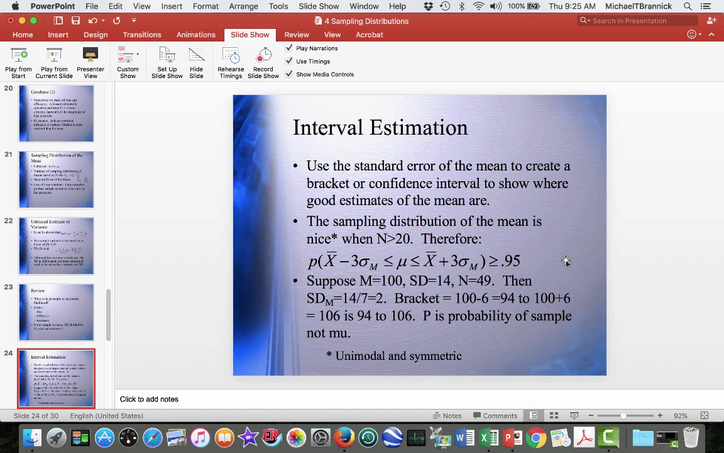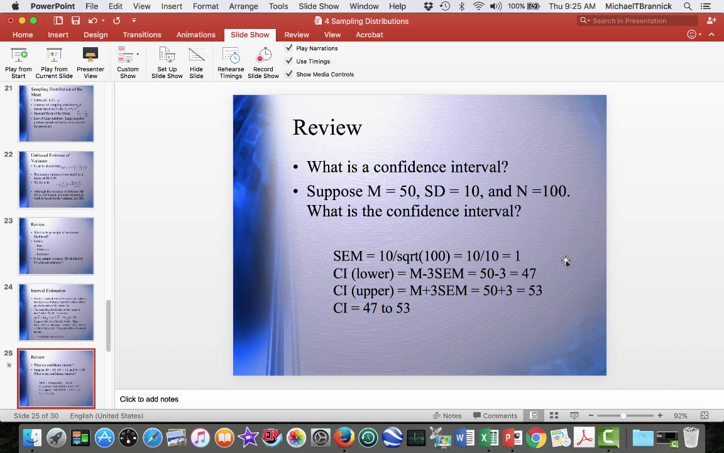The thing is, 95% of the times you do this, the mean will be in there. So it's the probability that your bracket will contain the mean. In any particular case, it's in there or it's not, and you don't know. But you defend yourself by saying, well, look, 95% of the times I do this, it will be in there. If you want to talk about the probability of the mean being in there, you have to go to Bayesian statistics, which is a different branch that we're not going to deal much with in here.